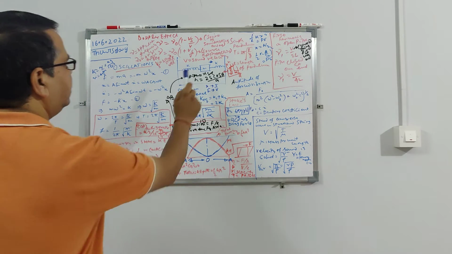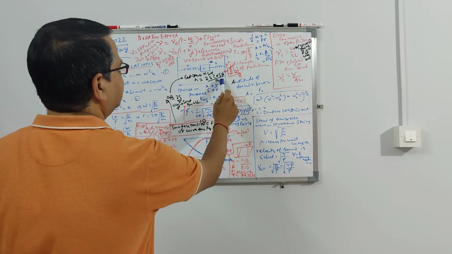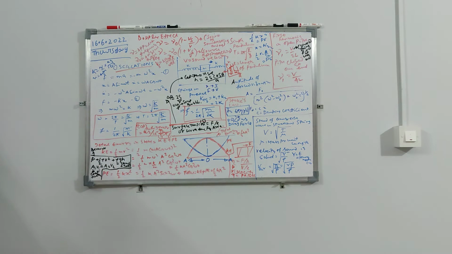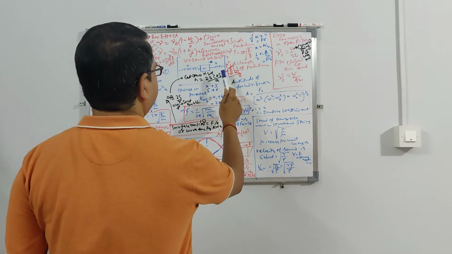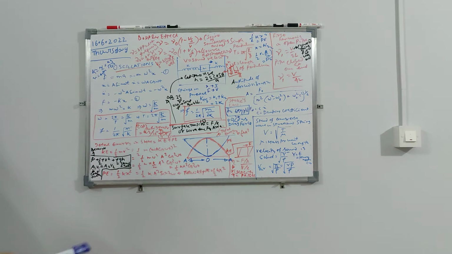Then your capillary rise: 2S cos theta by radius. This you have to remember. A is nothing but your radius. If you know the surface tension and the angle of contact, you can find the capillary rise. That is the capillary rise formula, just 2S cos theta by A.